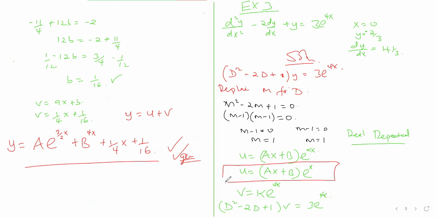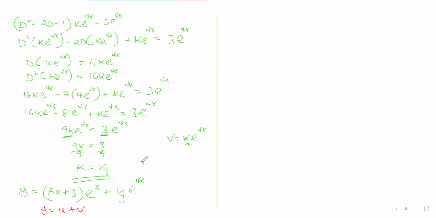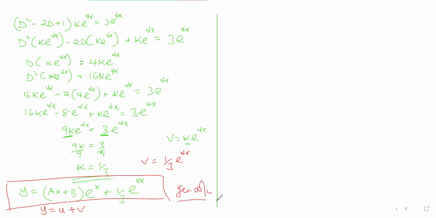Okay, that is our u. Then we have our v here. So our v equals 1 over 3 exponent 4x, because our k is 1 over 3. So this one is our v. So u plus v, our u is the whole of this. Our v is that part. So that is our general solution. Now we want the particular solution.